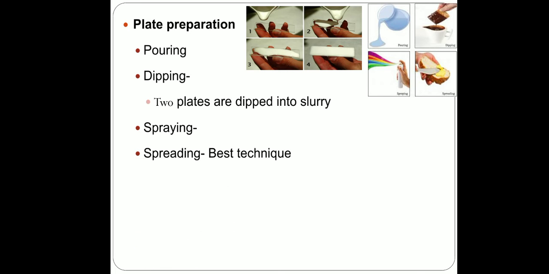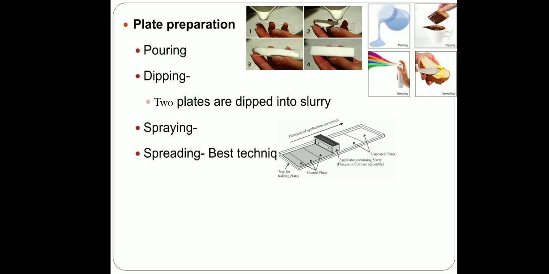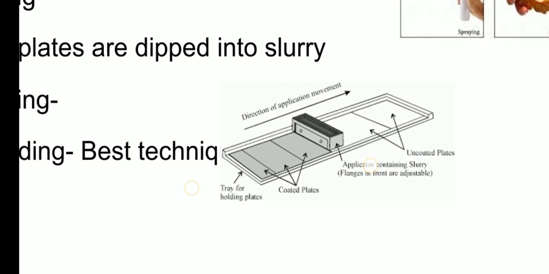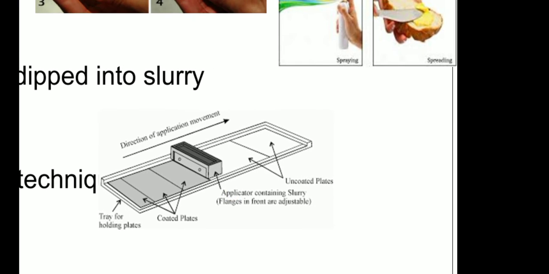Then the fourth and the best method is the spreading technique. TLC spreaders are used for this technique. This represents one TLC spreader. Here the uncoated plates are placed, and the applicator contains the slurry. Slurry we can pour over here. Then the plates are moved through this TLC spreader and the coated plates can be collected from the other side.